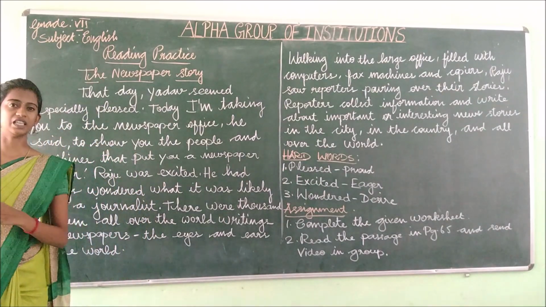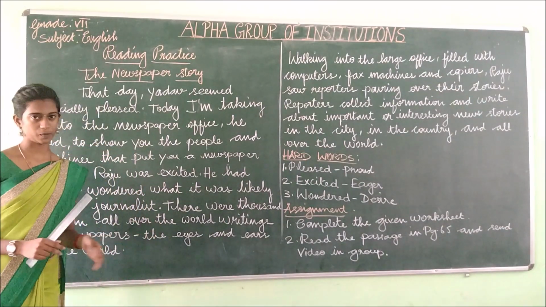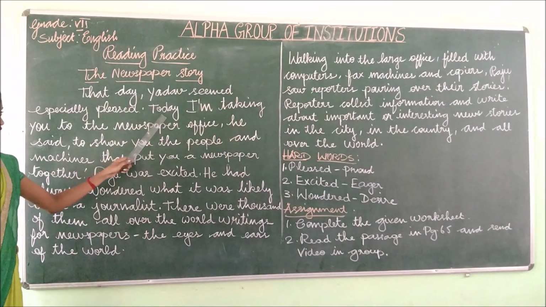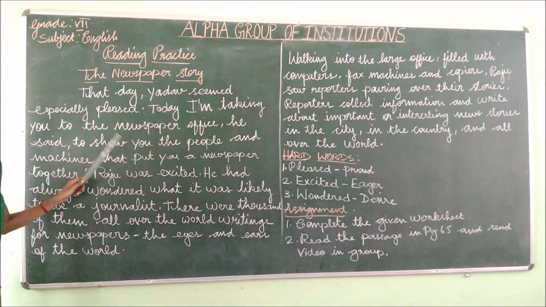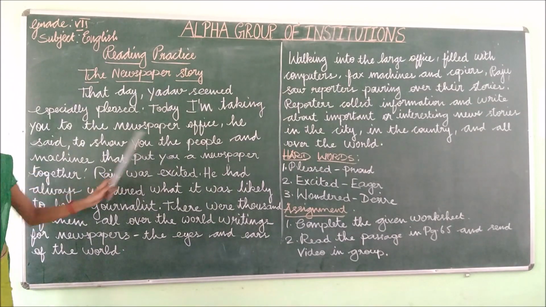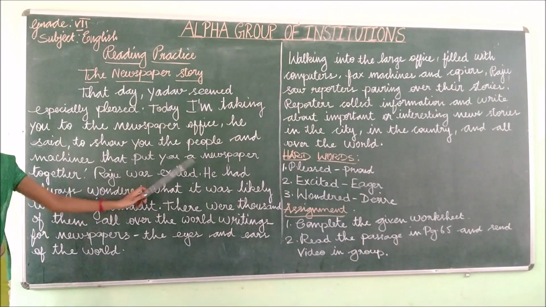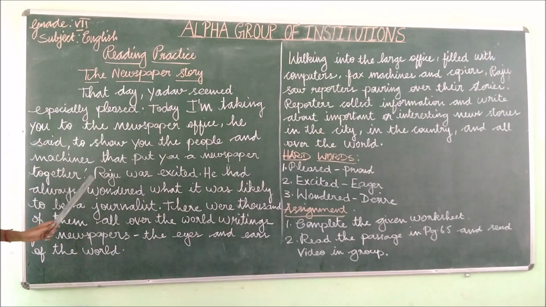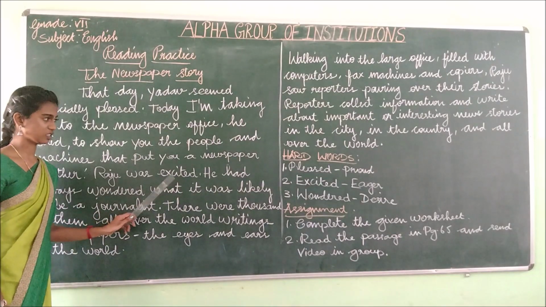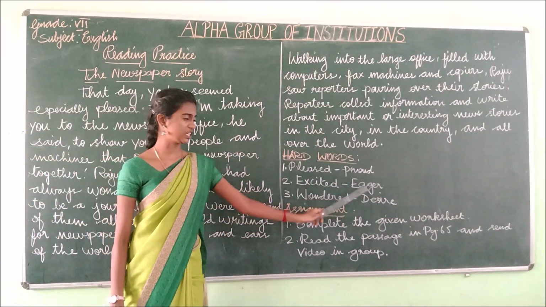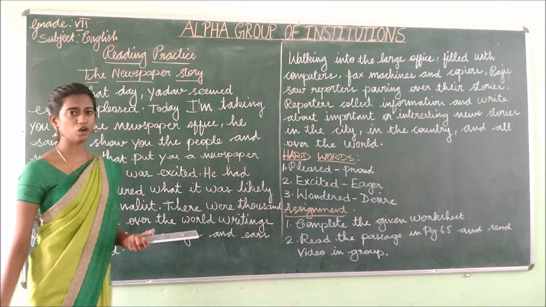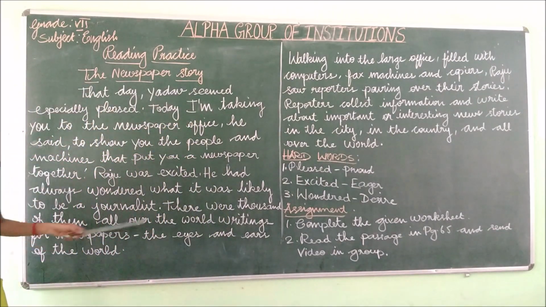For that purpose, this Yadav is taking the boy to the newspaper office. Today I am taking you to the newspaper office, he said, to show you the people and machines that put you a newspaper together. Raju was excited. So what is the meaning of excited? Eager. So he was very much eager to go and visit the newspaper office.